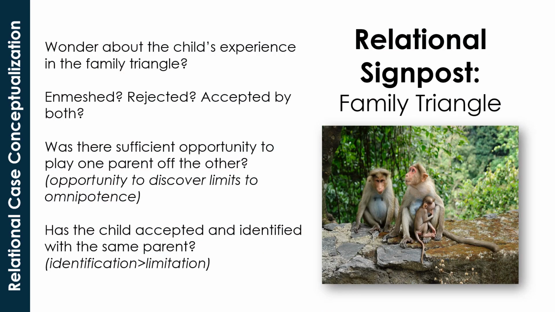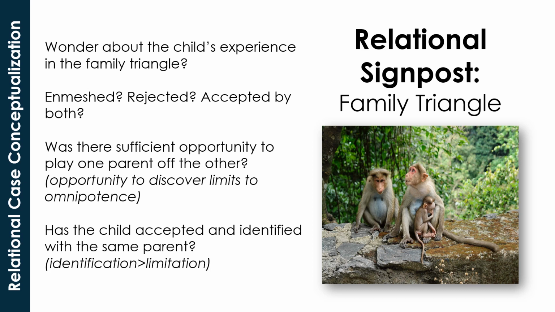Going from the two-person relationship, we move into the three-person relationship, the family triangle, and wonder about the child's experience in the family triangle. Enmeshed with one parent, rejected by a parent, accepted by both? Was there sufficient opportunity to play one parent off the other? This opportunity to discover the limits to their omnipotence.